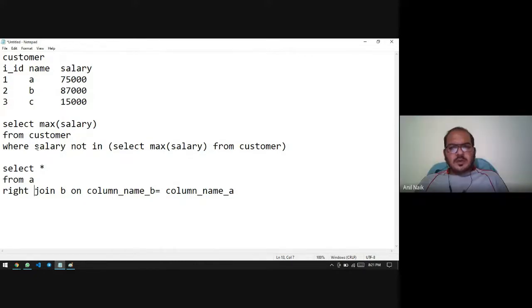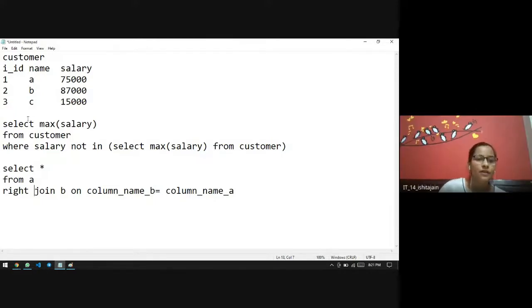Okay. So you have written one customer detail table, right? Can you write a query to sort the salary in ascending order? Okay, sir. I will just rewrite it.